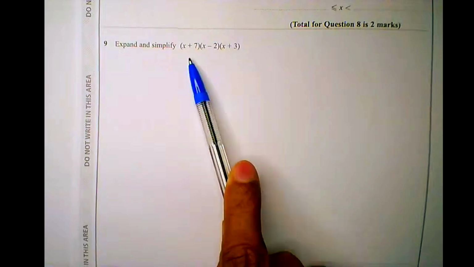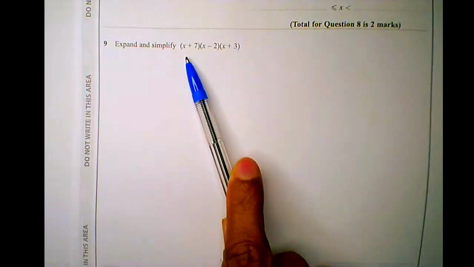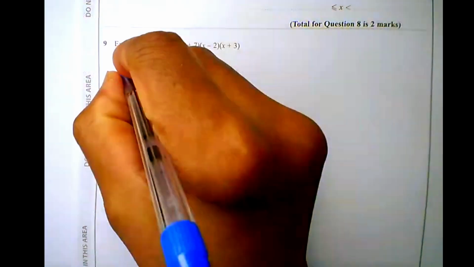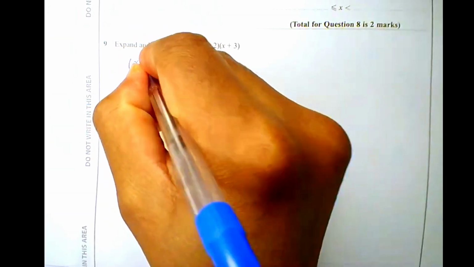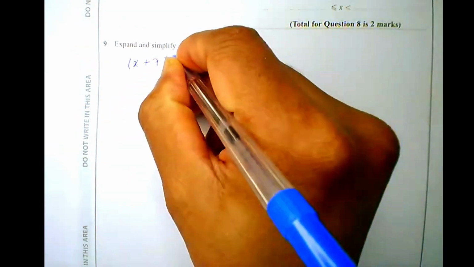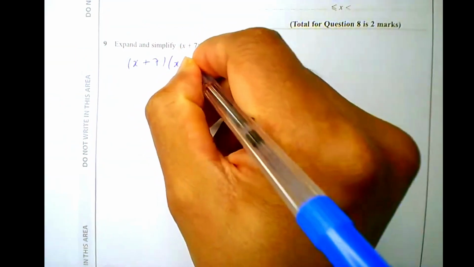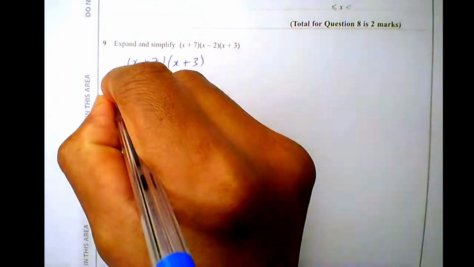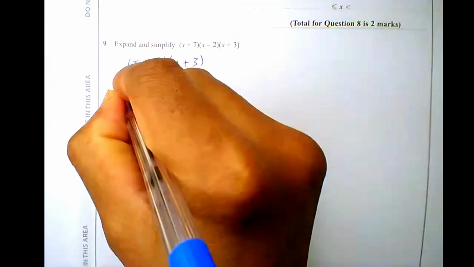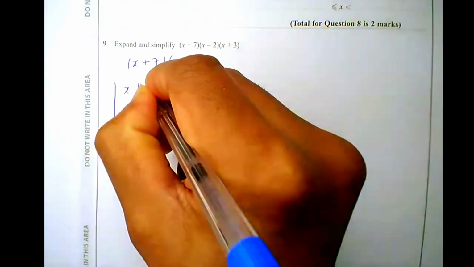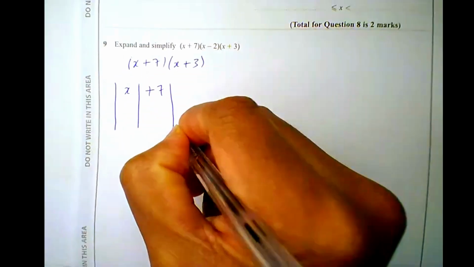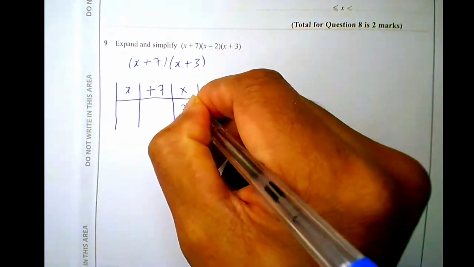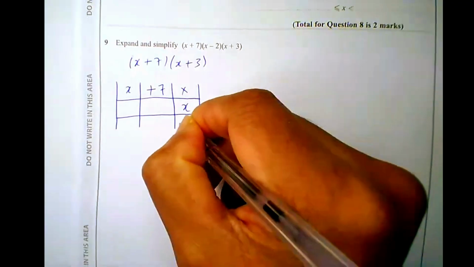Now I am going to be working with the positives first. You can do it in any order, but I am going to stay with my positives. So x + 7, x + 3. Okay, so I now multiply these out. So I'm going to have (x + 7) times (x + 3).